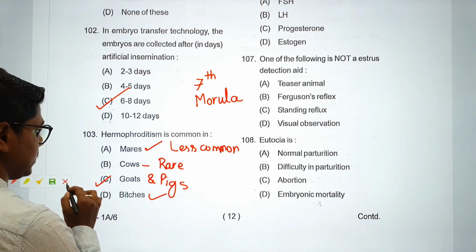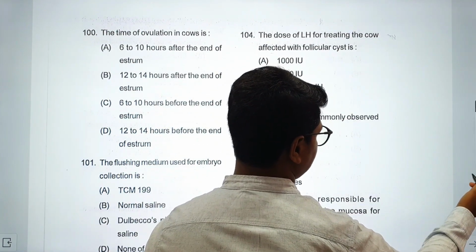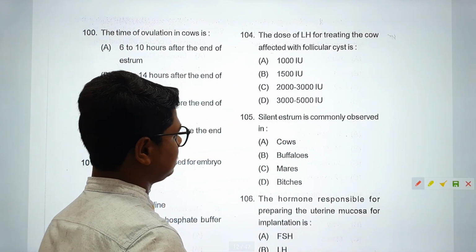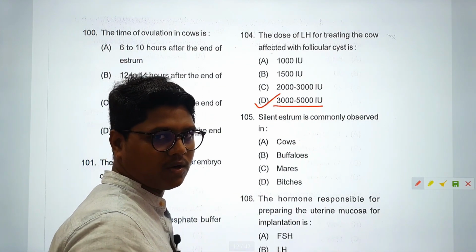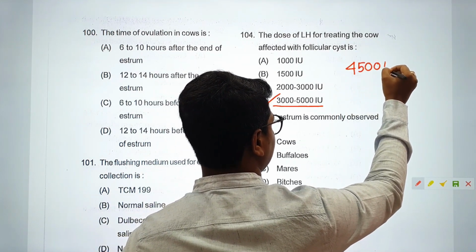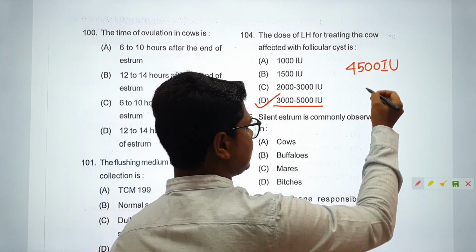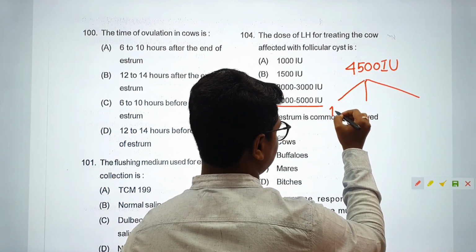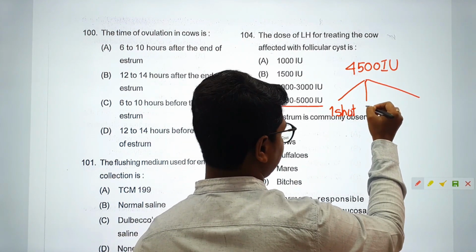Okay, next question, 104. The dose of LH for treating the cow affected with follicular cyst. You see, dose range should not be asked. Answer is 3000 to 5000. I found a very good article where the effective dose was 4500 IU. Okay, and let me tell you something about this article. In this article, they made 3 groups in which a single shot of 4500 IU was given. In the second group, 2 shots.